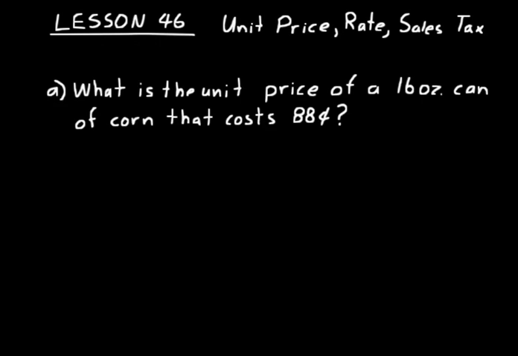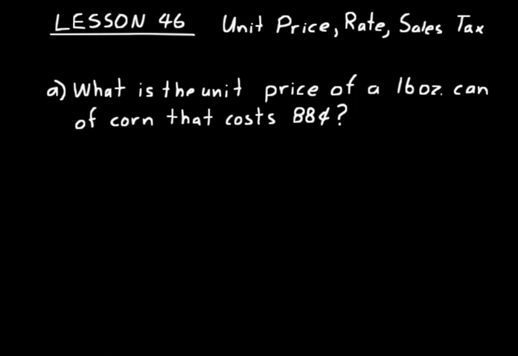For example, look at practice problem A. It says, what is the unit price of a 16-ounce can of corn that costs 88 cents? Unit price, that's something very important to be able to do. And one of the main things for that is so that you can compare different items and see which one might be cheaper. So if you had a can of corn that cost 88 cents, it was 16 ounces, what you need to do to find the unit price is the price per unit. In this case, that's ounces, so the price per ounce. All you do is division.